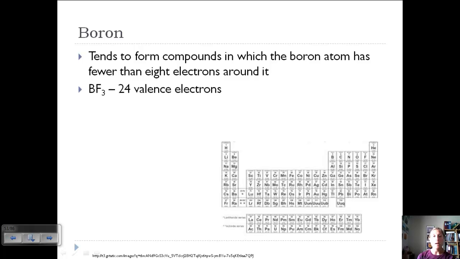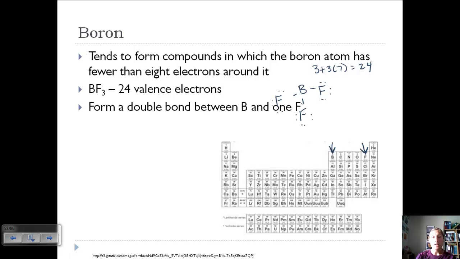So for example, boron trifluoride has 24 electrons because we know boron comes from group 3, fluorine comes from group 7. So that's 3 plus 3 times 7, which gives us 24. And if we go ahead and draw that Lewis structure, give everything single bonds. Okay, we have 2, 4, 6, 8, 10, 12, 14, 16, 18, 20, 22, 24. So it's satisfied, and boron only has 6 electrons around it, not 8. But since boron is an exception, we know that that's okay.